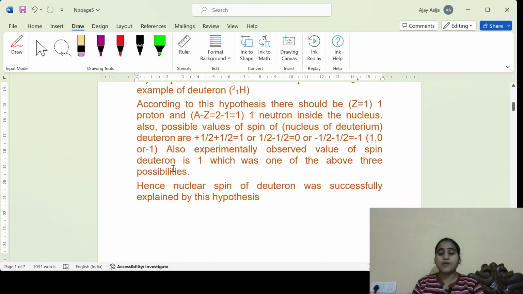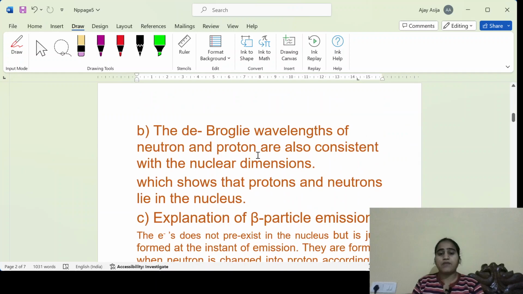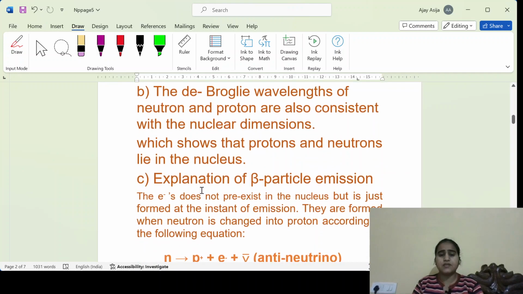But in the previous hypothesis, when we considered electrons inside the nucleus, the calculated value of spin was coming out half integral, but the experimentally observed value is 1. So there was a difference between the calculated value and the experimental value, but here there is no difference. The de Broglie wavelengths of neutron and proton are also consistent with nuclear dimensions. We showed that protons and neutrons lie in the nucleus. So this is also evidence for this hypothesis, the proton-neutron hypothesis.